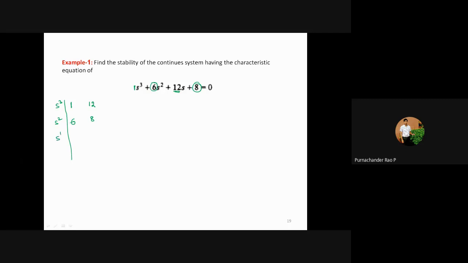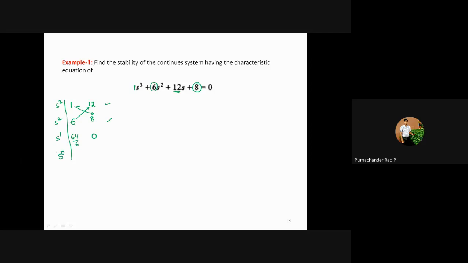And therefore now we need to proceed further. s power 1. So I will take this one. This is going to be 6 into 12, so 72. So 72 minus 8, so it is 64. So this value is going to be 64 by 6. And this term is going to be 0 because there is no other term available here.